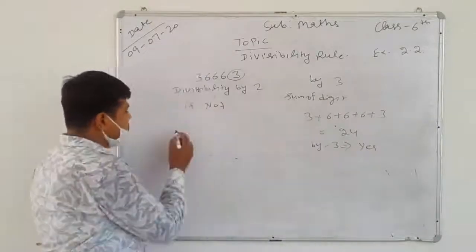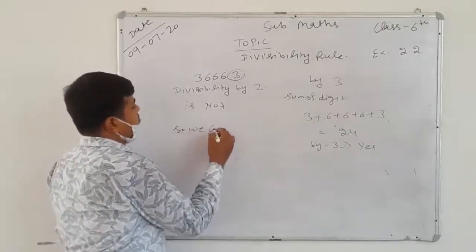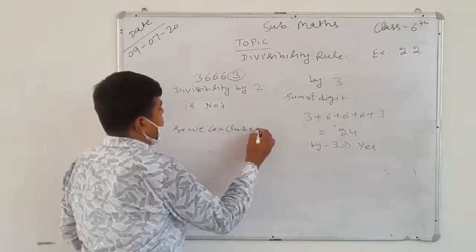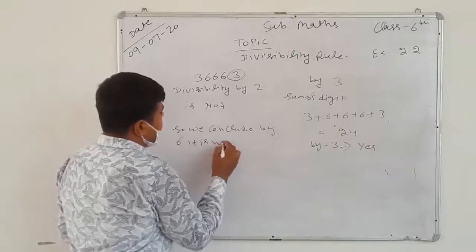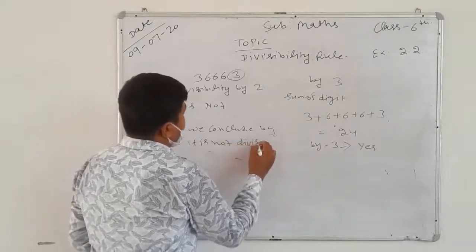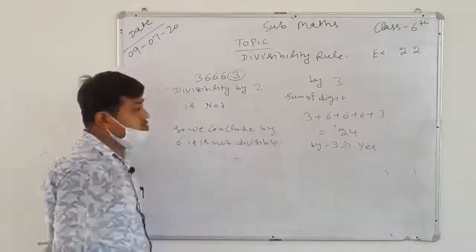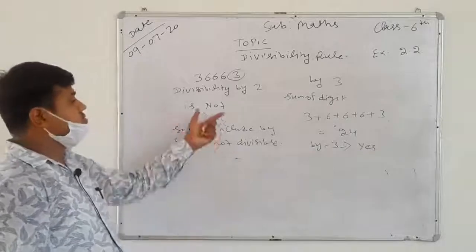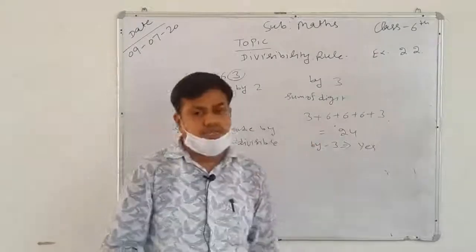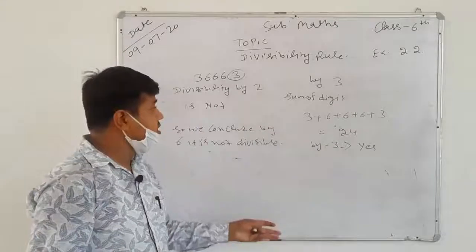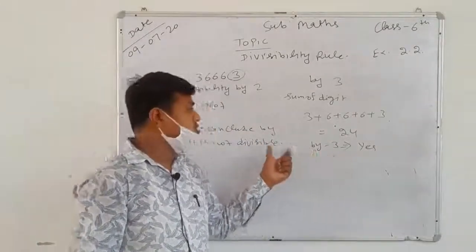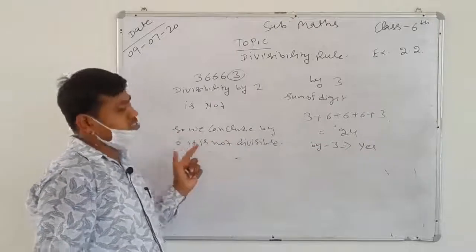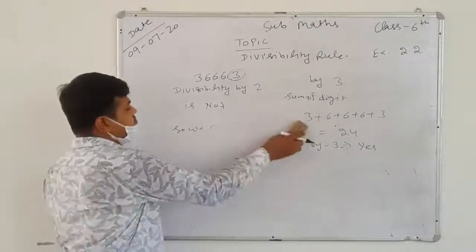So we conclude that by 6 it is not divisible, because for divisibility by 6 it is compulsory to be divisible by both 2 and 3. But here it is not divisible by 2, though divisible by 3. So there is a contradiction. So we conclude it is not divisible by 6.